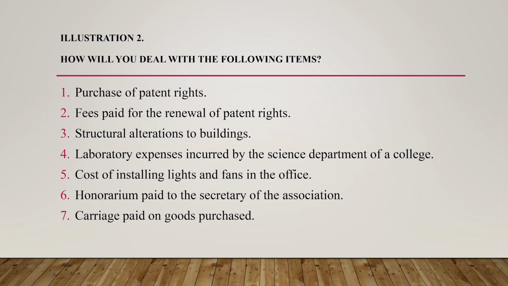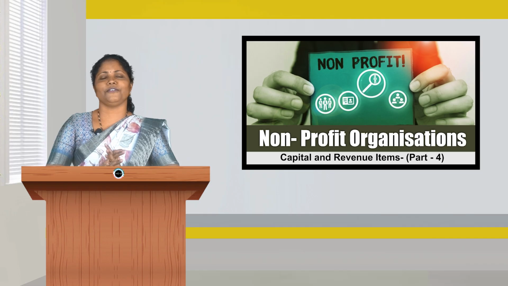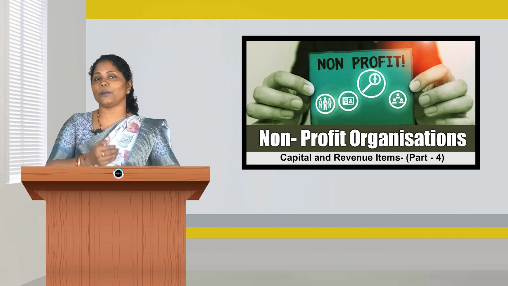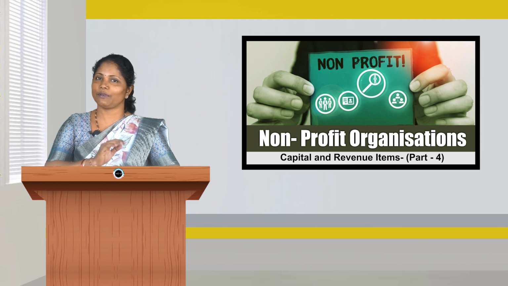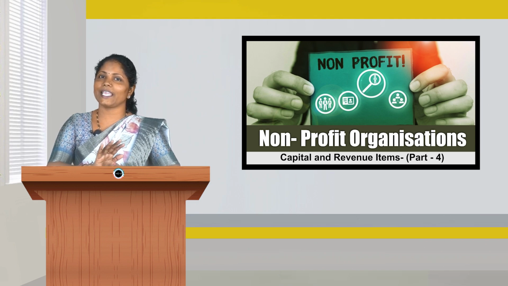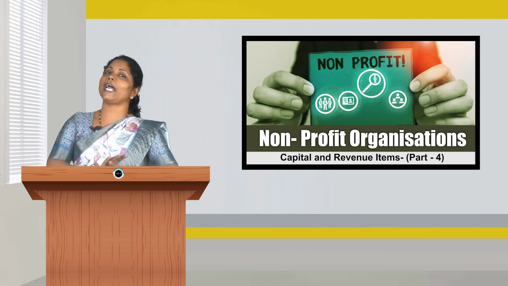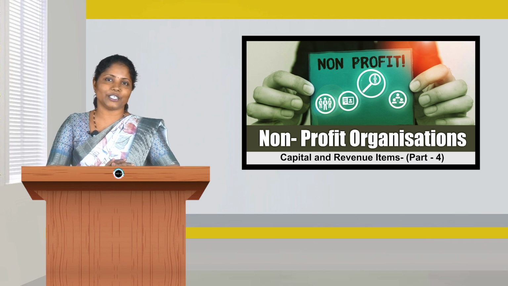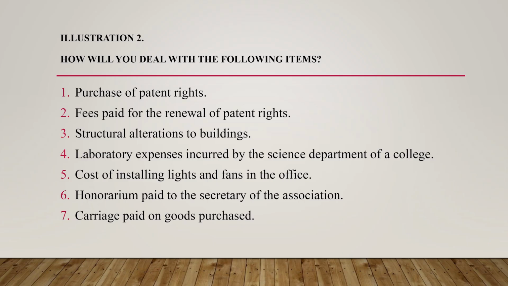The first one, purchase of patent rights. Which type of expenditure is this? Whether it is revenue? No. Why? Because patent rights are one of the intangible assets. Any cost incurred for purchase of patent rights will definitely be considered as capital expenditure and to be shown as an asset on the asset side of the balance sheet, right?